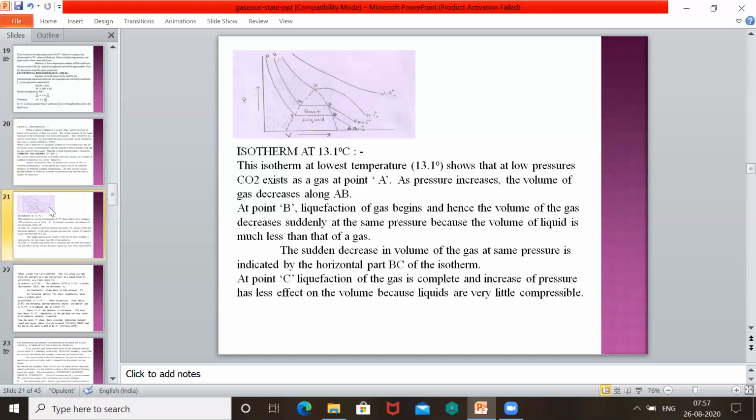We can see the graphs. These are the graphs. This is the isotherm drawn at 41.8 degrees centigrade. This is the isotherm drawn at this temperature. So here we start from the lowest one, 13.1. This is the isotherm at lowest temperature. It shows that when pressure is very low, it will be gas. Carbon dioxide exists as gas at point A. As pressure increases, you see here pressure is increasing. From here up to here, it is totally liquid.